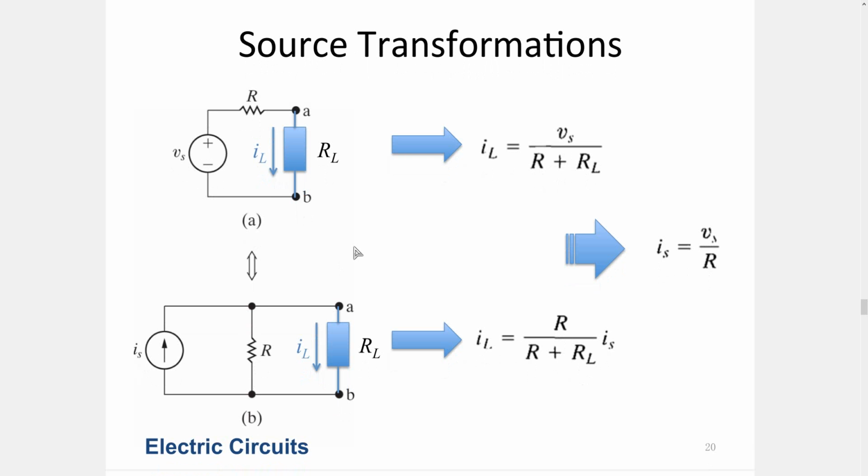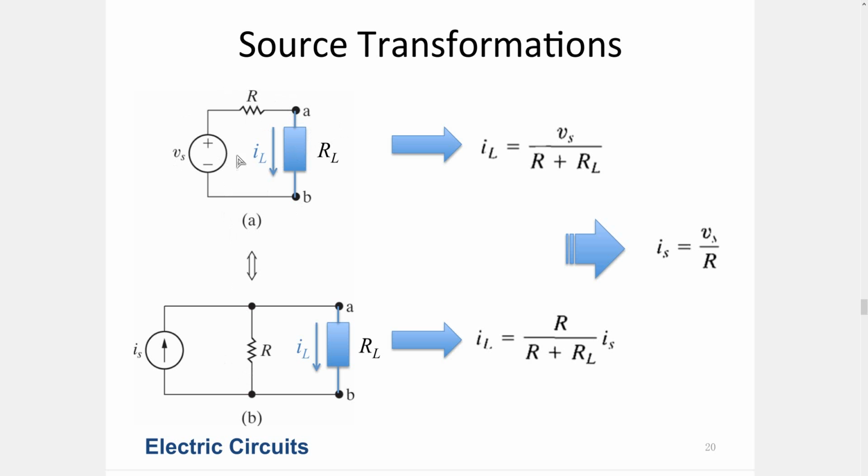Source transformations are another set of tools that we can put into our bag of circuit tricks to solve problems. Source transformation typically involves the representation of a voltage source with a series connected resistor by a current source with a parallel connected resistor. And this transformation is bilateral, which means that you can convert from the circuit shown in B into A or vice versa. So how do we achieve this?